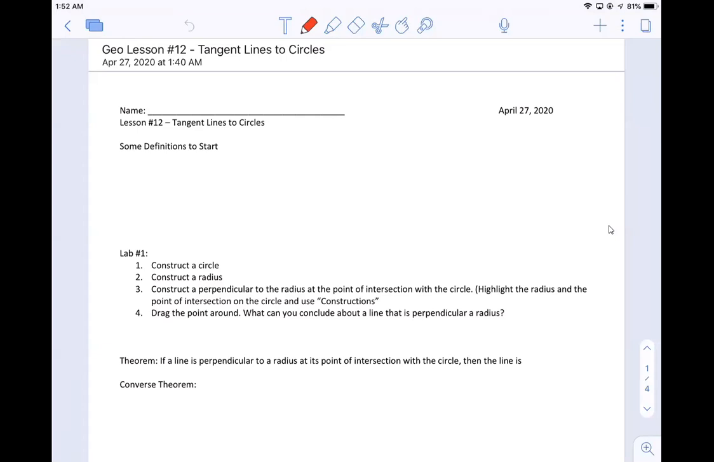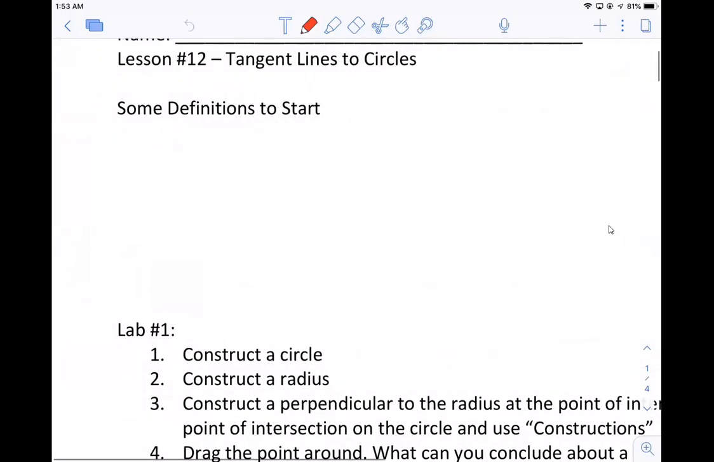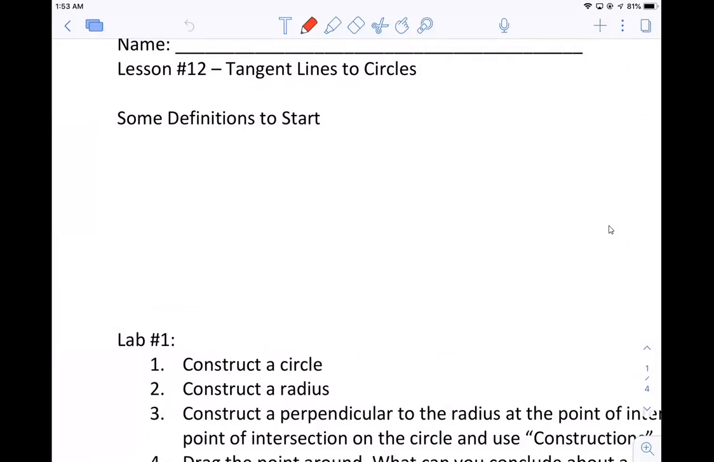But today, tangent lines. A lot of definitions for circles to start out with. We define central angles, arcs, chords, radii, etc. Today we are going to be defining a couple more things, including what a tangent is, which I know a lot of you already know. So let's draw a circle.